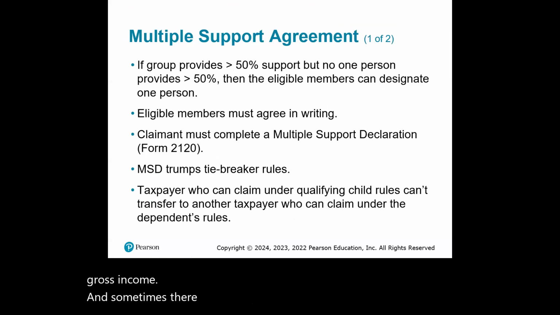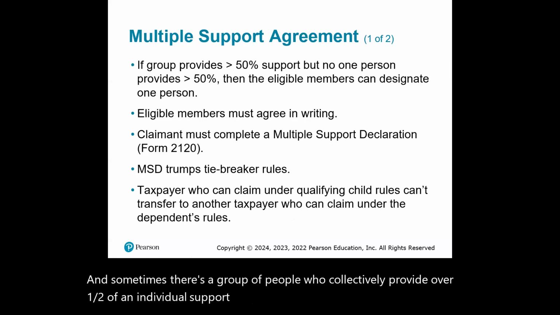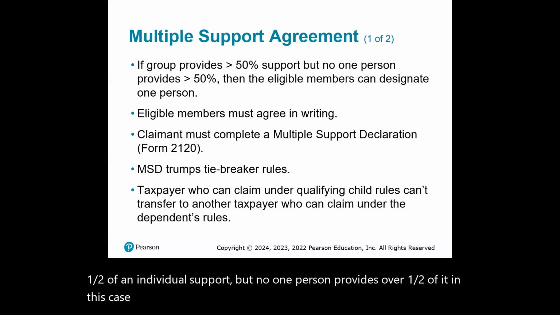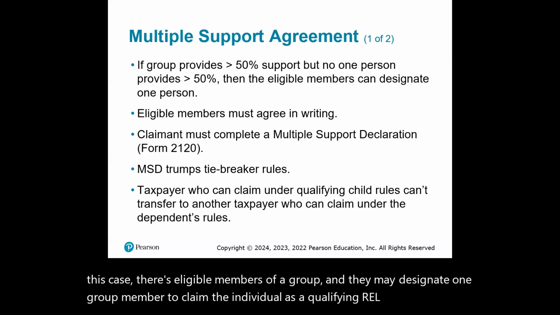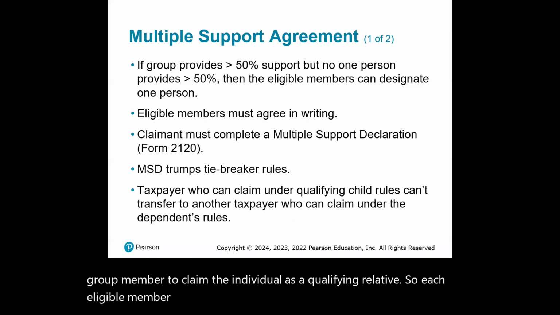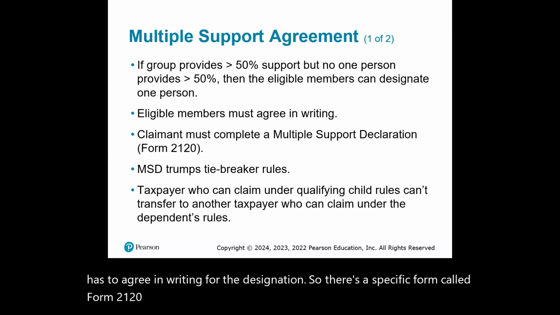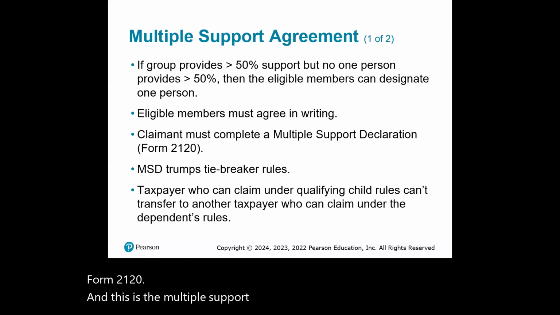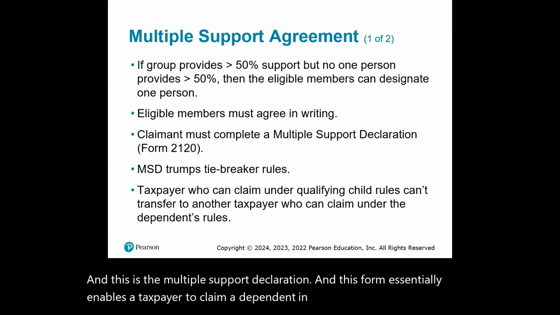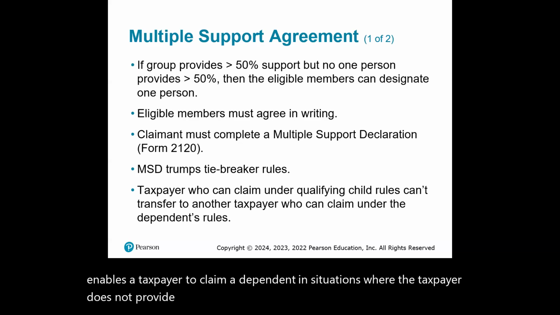And sometimes there's a group of people who collectively provide over 1/2 of an individual's support, but no one person provides over 1/2 of it. In this case, there are eligible members of a group, and they may designate one group member to claim the individual as a qualifying relative. Each eligible member, other than the taxpayer that claims a qualifying relative, has to agree in writing to the designation. There's a specific form called Form 2120, the multiple support declaration. This form essentially enables a taxpayer to claim a dependent in situations where the taxpayer does not provide over 1/2 of the dependent's support.